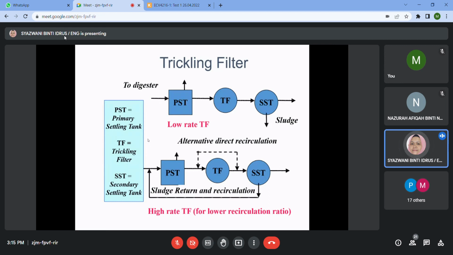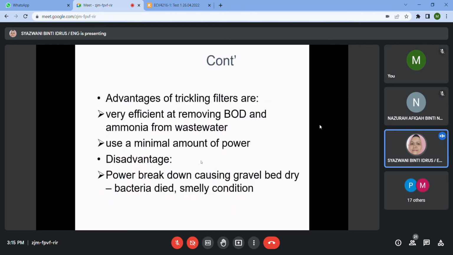We have the PST, meaning the primary settling tank, and the flow goes into the trickling filters and then the secondary settling tank. That's it, only in one run. Comparing to the high rate with recirculation, you can see that from the secondary tank, which is the SST, the flow comes back to the primary tank. This is what I mean by recirculation. The advantages of employing trickling filters are that they are very efficient for the removal of BOD and ammonia.